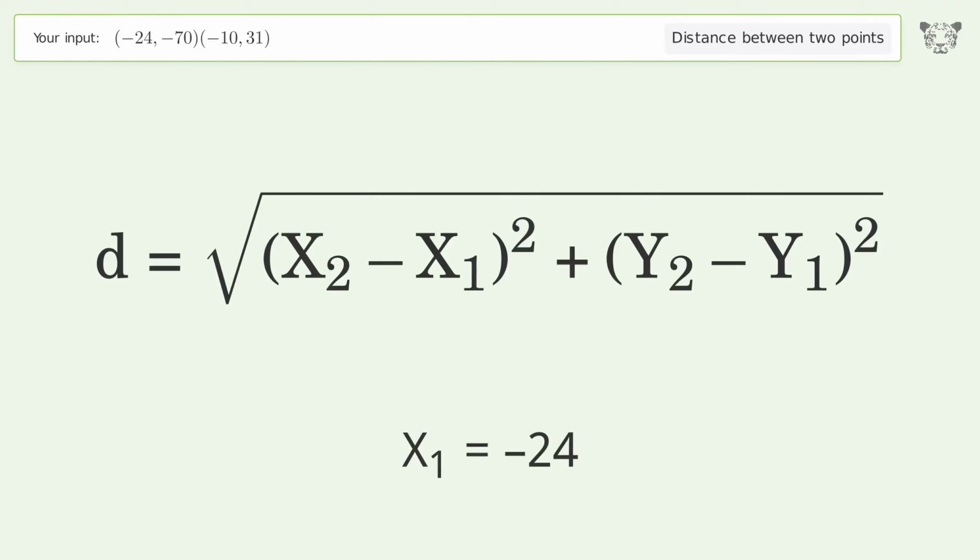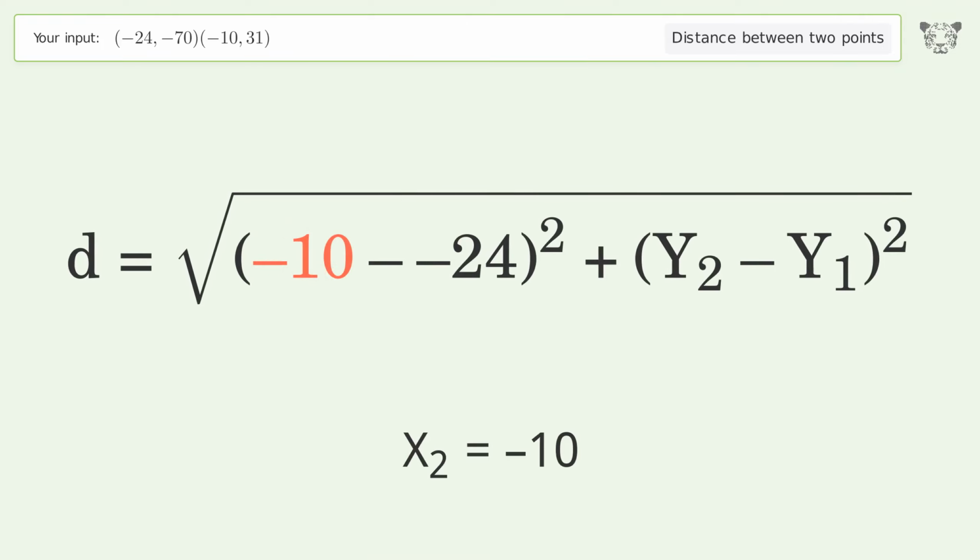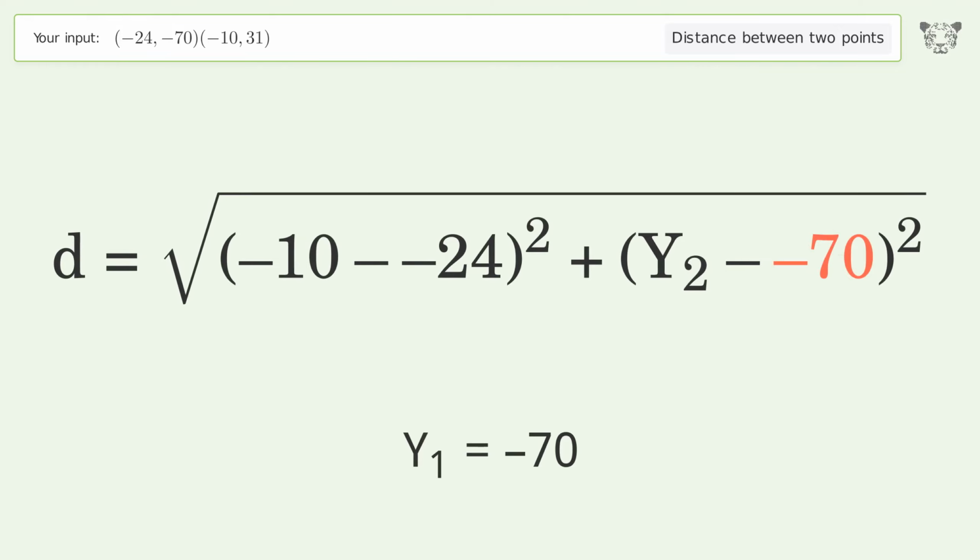x1 equals -24. x2 equals -10. y1 equals -70. y2 equals 31.